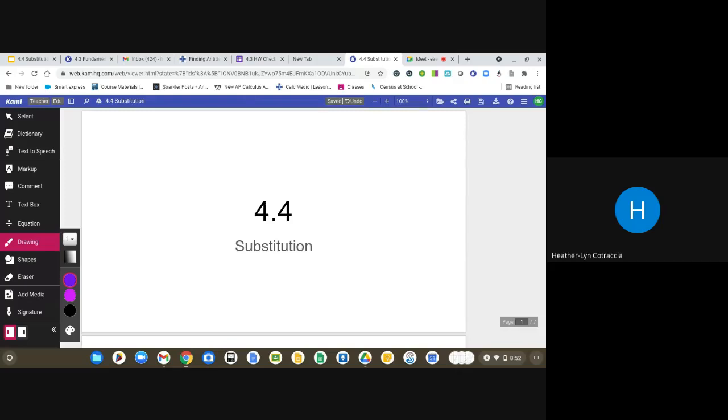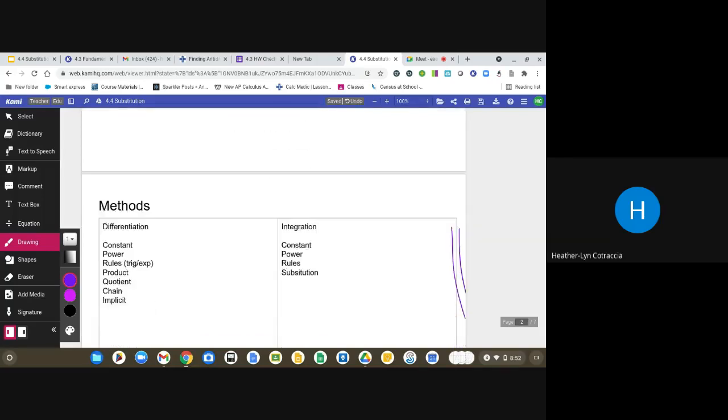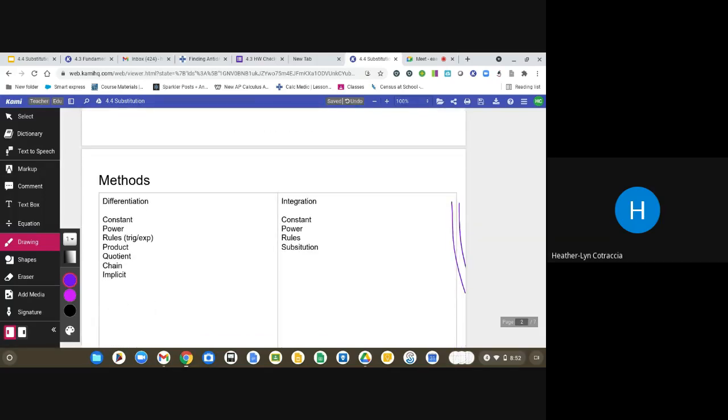Okay, so 4.4 is on substitution, and it basically is just another way to evaluate an integral. So really quick, I just want to review where we've come from with our different methods of differentiation and then integration. In differentiation, we had our basic constant rule, so the derivative of any constant is 0. We had our power rule, we had our trig and our exponent rules, we had our product rule, we had our quotient rule, we had our chain rule, and we had implicit differentiation.